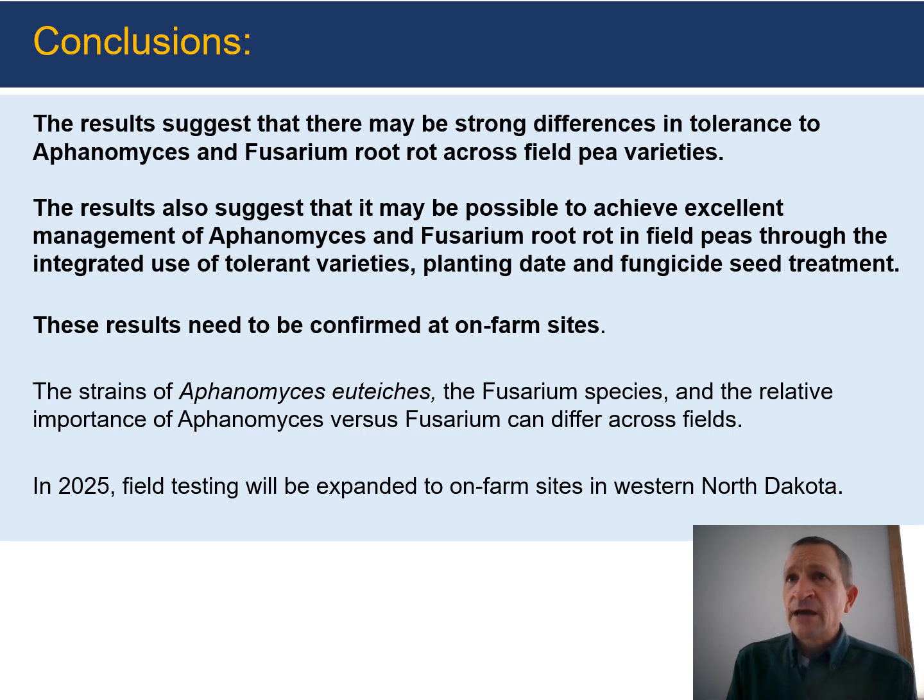Now, the limitation of these studies is that they were all conducted in Carrington. At this point, I am 100% confident in the replicability of these results in Carrington. If we run these studies again in Carrington, I'm sure I'll see the exact same thing. What I don't know is whether or not we'll see the same results going on to other sites. The strains of Aphanomyces, the species of Fusarium, these differ field to field, and the relative importance of Aphanomyces versus Fusarium differs field to field. We need to do testing at on-farm sites before I can be confident that these results will be replicable across a broad geography and in your operation, in your farm.